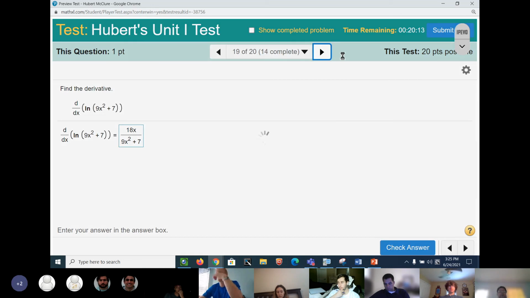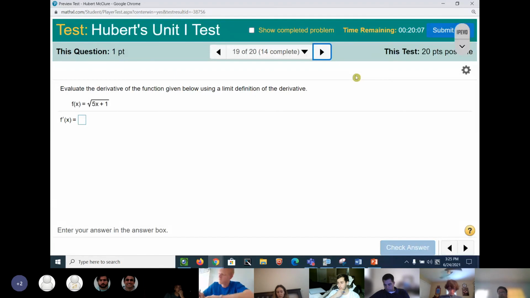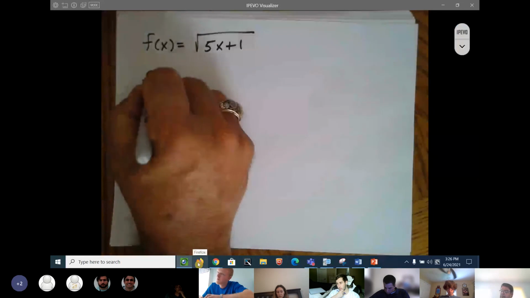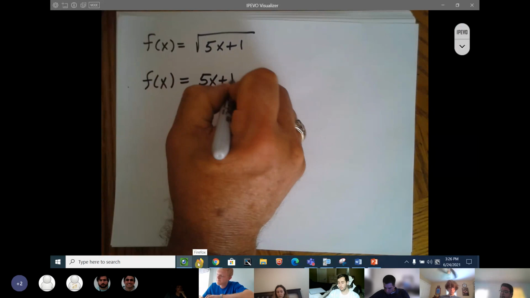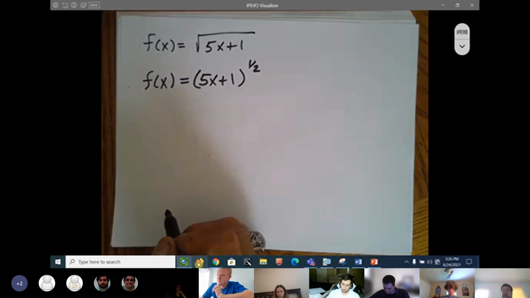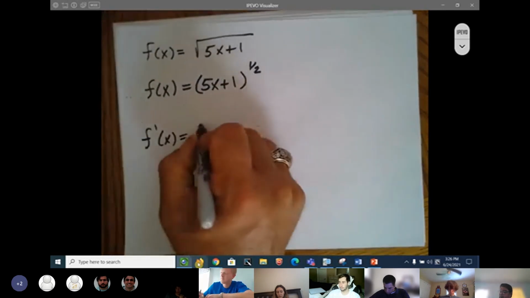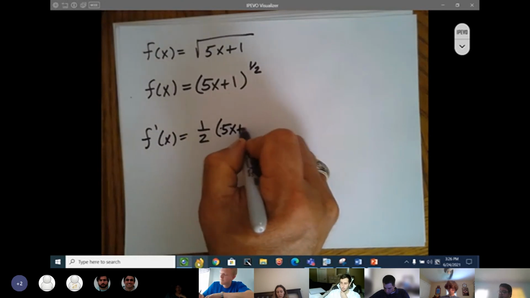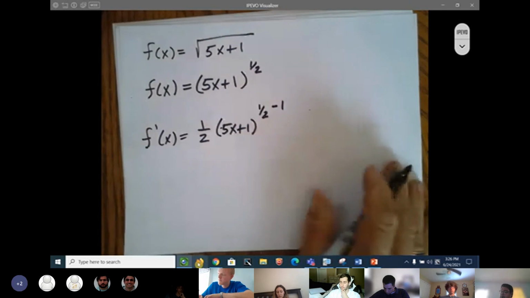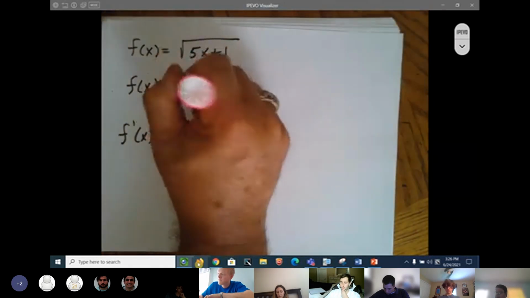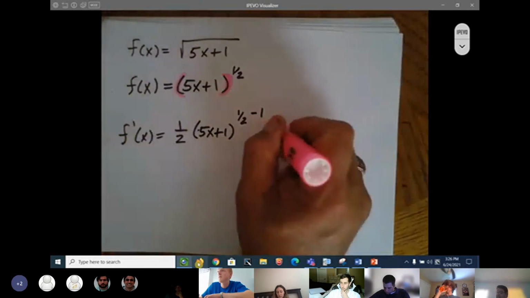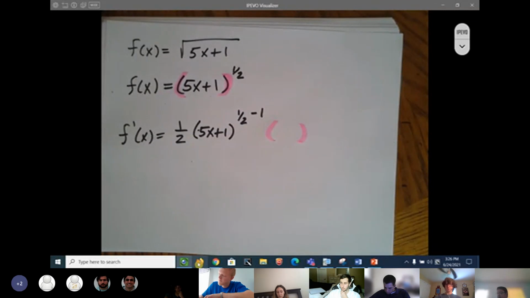Number 19. Okay, that's one of those easy ones. That's chain rule: rewrite with rational exponents, and then chain rule. f of x is equal to the square root of 5x plus 1. First thing, rewrite. Now do the chain rule. 1/2 comes out front, 5x plus 1 to the 1/2 minus 1. And what is the derivative of 5x plus 1? 5.